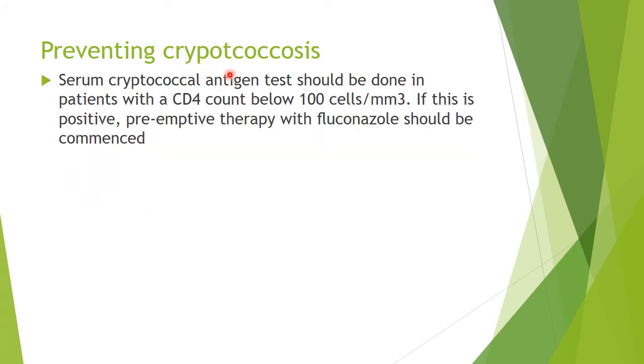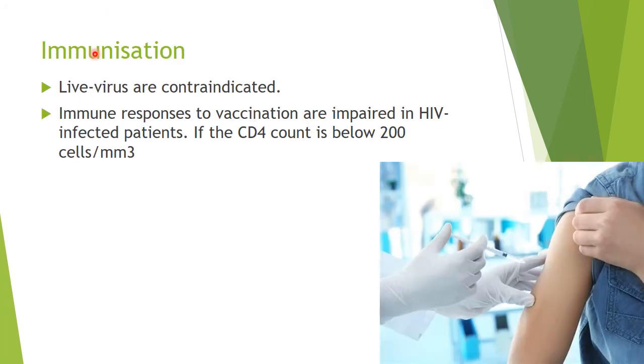And cryptococcosis is out of the concern. If serum cryptococcal antigen is positive and CD4 count is less than 100 cells per millimeter cube, we have to prevent cryptococcosis actively by giving fluconazole. What about immunization? We know that live viruses are actually contraindicated in HIV/AIDS, and immune responses to vaccination are also impaired in HIV-infected patients. So if CD4 count is below 200 cells per millimeter cube, we do not give suggestion for immunization.